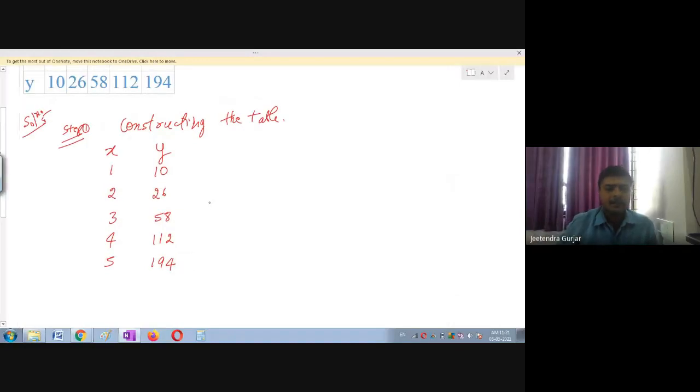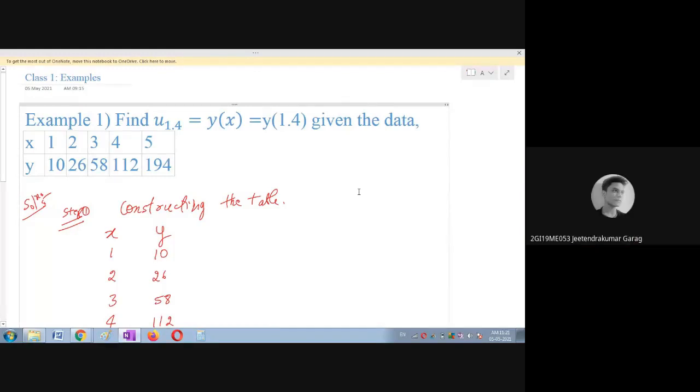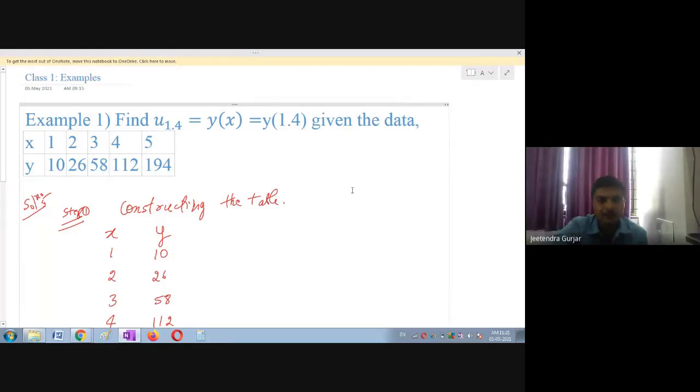Can anybody tell me which difference table I have to use? This is very important. Which you choose is very, very important. Should I use forward or backward? I have given the idea already. Forward. Anyone? Yes, Beta, you are right. It is forward, because looking at this, which to choose is very, very important. If you choose wrong, your marks are gone. So looking at the given x, we have to find the value for 1.4.